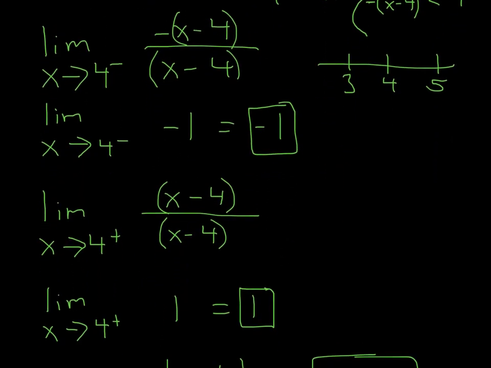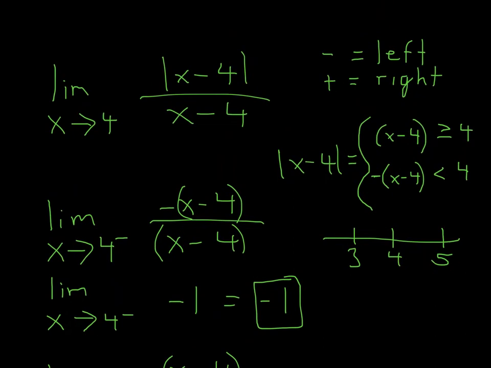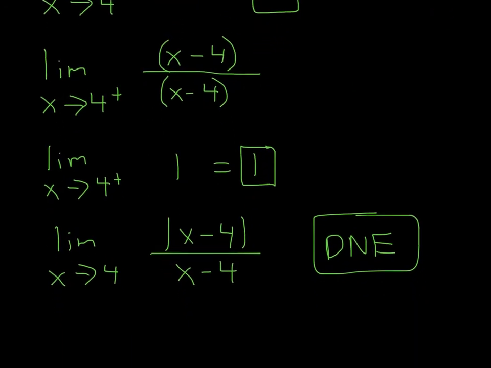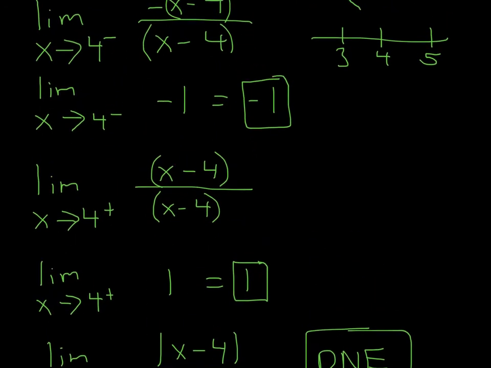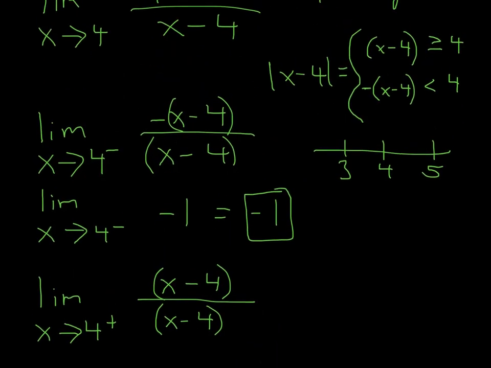Okay, so now it's the limit as x approaches 4 from the right. Remember from this chart, plus just means to the right. All I did was look at this table, and I saw that I want to approach 4 from the right. So it's an equation that comes from the right. Which equation fits that? Numbers that are greater than 4? This one, because this is all numbers that are greater than or equal to 4. So I'm going to choose this equation.